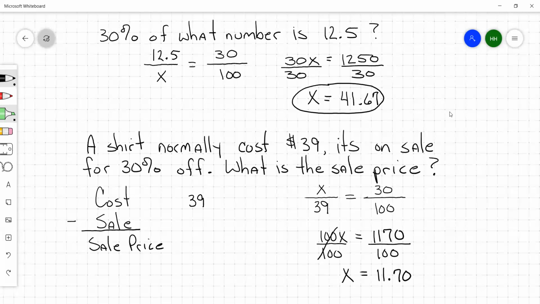Now, that's not the end of the problem. The cost of this shirt is $39 and it's on sale for 30% off, so we have to subtract the 30%. We subtract 11.70 from 39, which gives $27.30. There's your sale price.